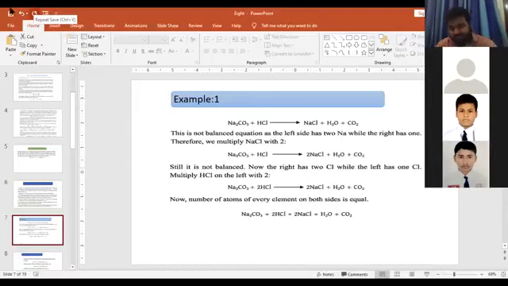H2O and carbon dioxide. In the left side, the number of sodium is 2, but on the right side, the number of sodium is 1. So, তুমি সোডিয়ামকে ধরে কিন্তু ব্যালেন্সটা শুরু করতে পারো. That is, যেটা unbalanced, তুমি সেটাই ধরেই ব্যালেন্স করা শুরু করবে.